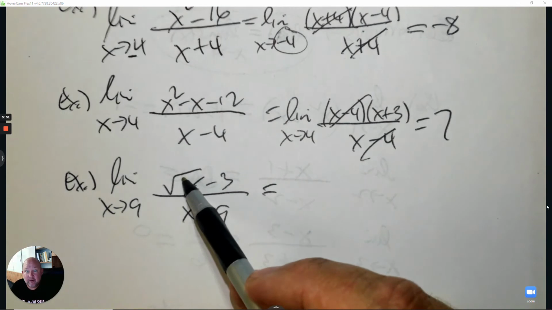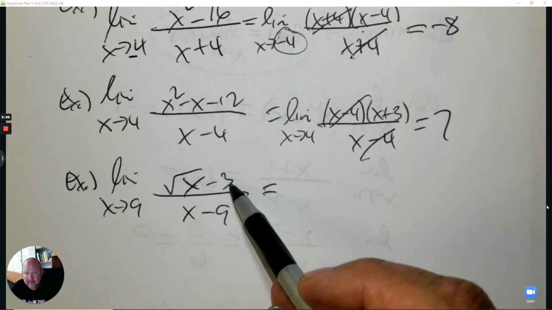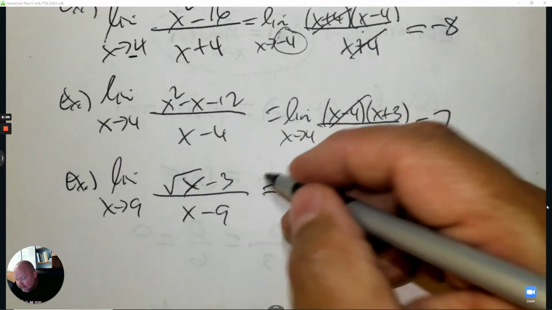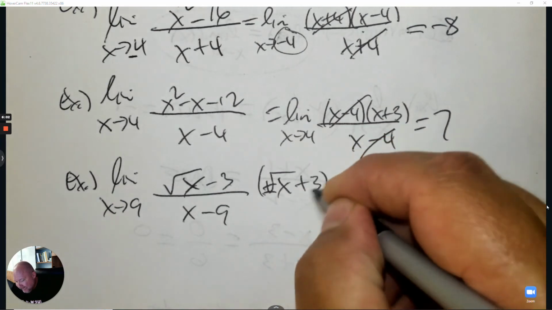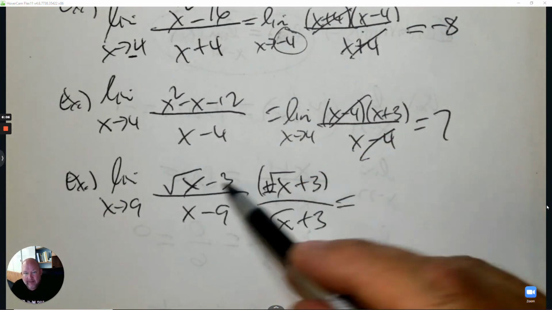So here we have a situation of a radical. If I plug 9 in, the square root of 9 take away 3 is 0. 9 take away 9 is 0. I'd have to use what's called the conjugate. So you would add, top and bottom, and then you would multiply it out.